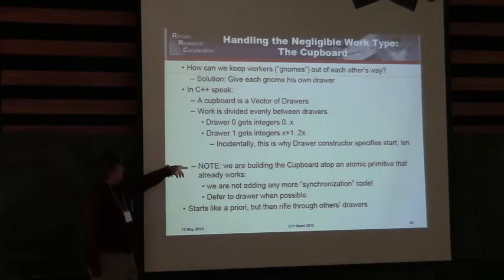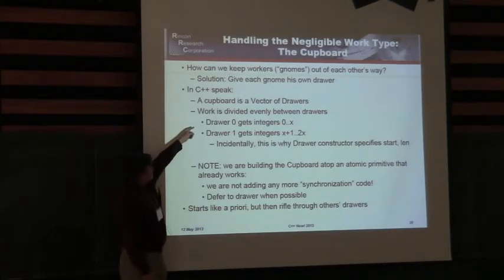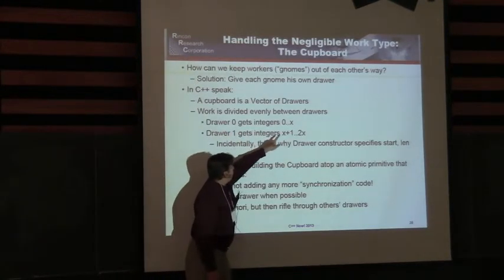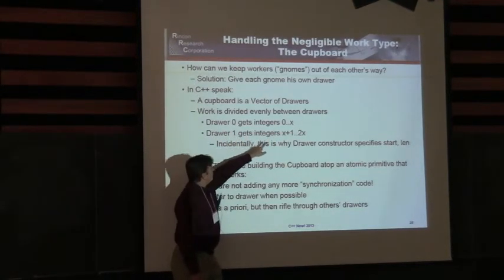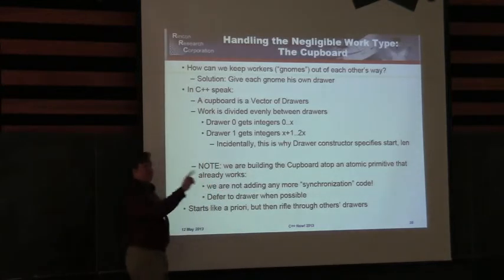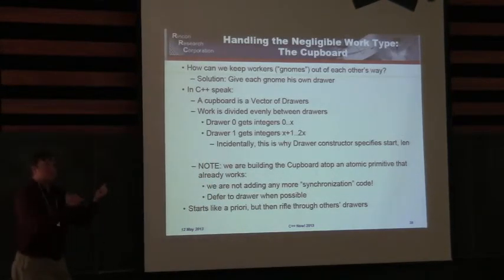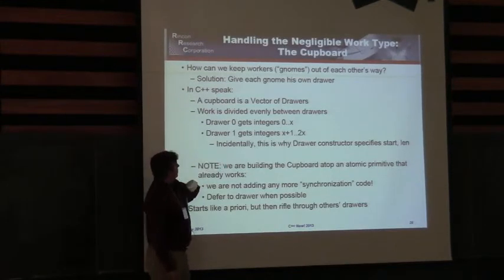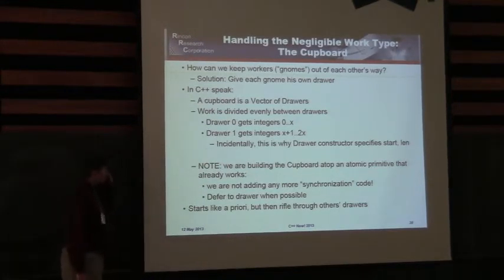We'll talk about how to mitigate this in just a second. But basically, each drawer gets the integers: drawer 0 gets the integers 0 to x, drawer 1 gets the integers x plus 1 to 2x. This is why the constructor allows you to do a start and a length. Okay.